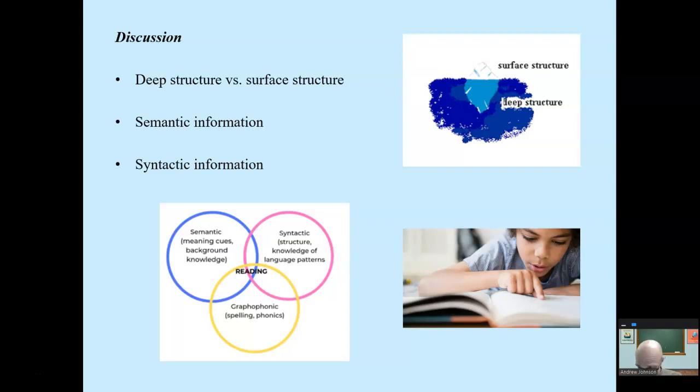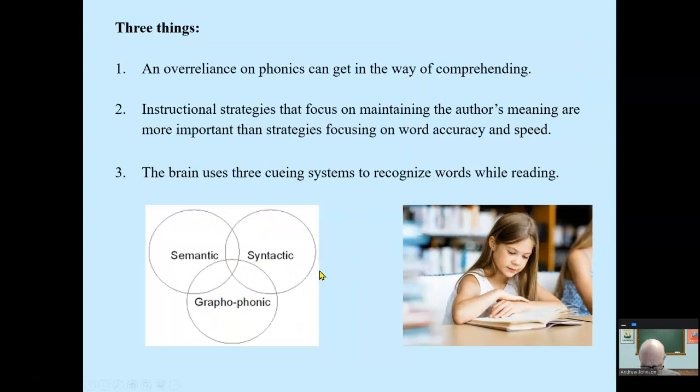Meaning maintaining miscues are possible only because the reader is attending to the ideas being read instead of the words and the letters. So 3 things to take from this. First, an over-reliance on phonics, on letter-sound relationships, can get in the way of comprehending. And that's the whole purpose for reading in the first place.